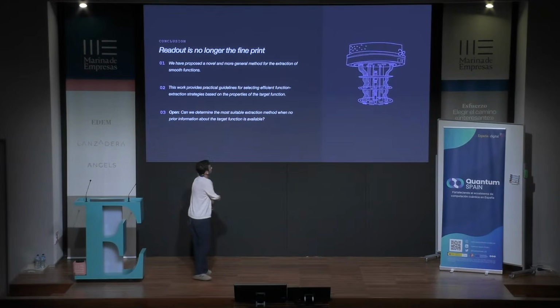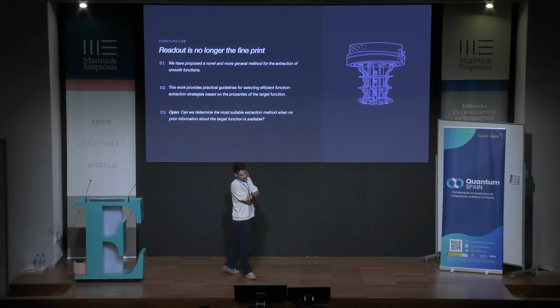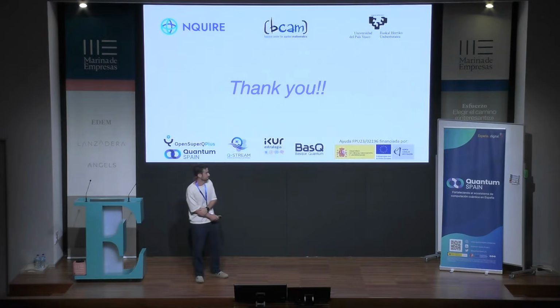So I have proposed a new method for extracting these functions. I have also given some guidelines on what method to use for every type of function. And there is an open question now: can we determine the most suitable extraction method when no prior information about the target function is available? It's an open question that I'm working on right now, and that's all. Thank you very much.